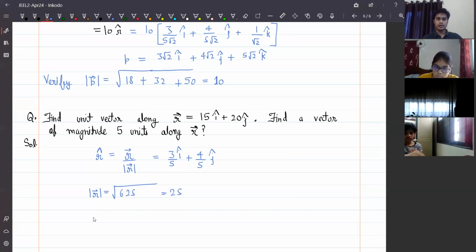And what's the value of a vector which has magnitude 5 units along R vector? That will be 5R cap. So we can write this as 3i cap plus 4j cap. So 3i cap plus 4j cap is a vector which has magnitude 5 units along the R vector.